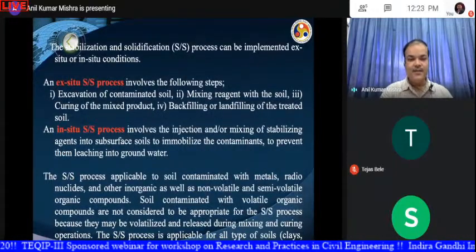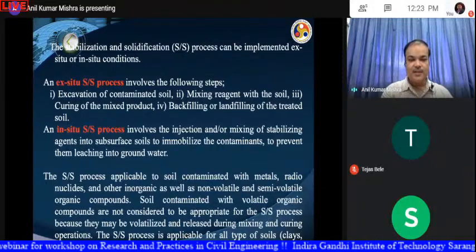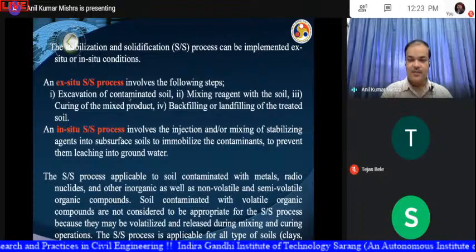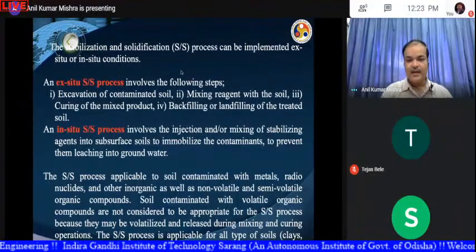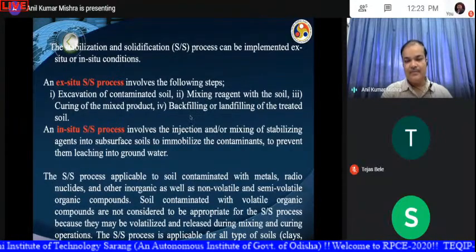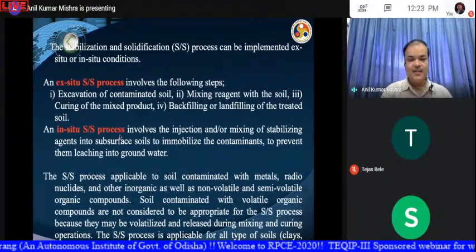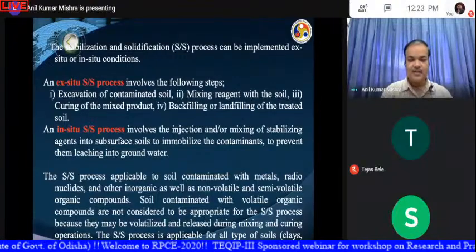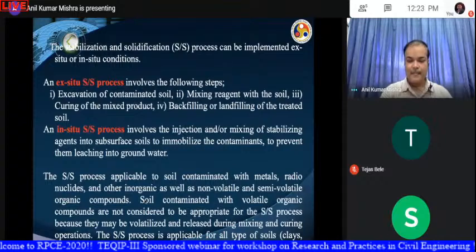So it can be an in situ method or it can be an ex situ method. In the ex situ method, the soil will be excavated, then it will be mixed with some reagent, and then it will be allowed to cure, and then it will be backfilled at the site. In in situ methods, injection wells will be dug and some chemicals will be injected such that the contamination will be solidified.